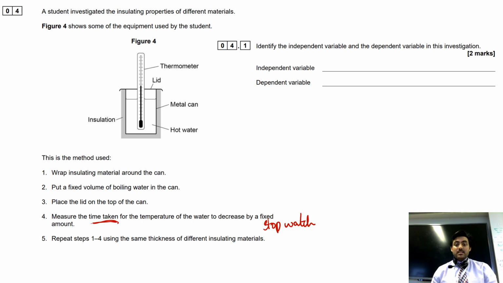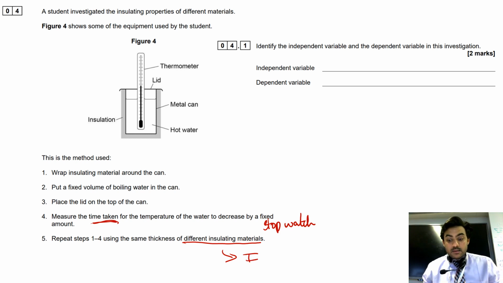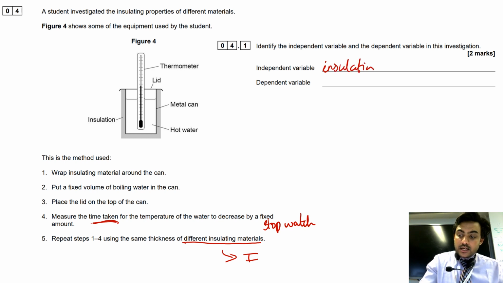Okay, repeat steps 1 to 4 using the same thickness of different insulating materials. Same thickness. So that means it's a control variable. Different insulating materials. That's what I'm changing. Alright, so that's my independent variable. So what's my independent variable? Insulating material.